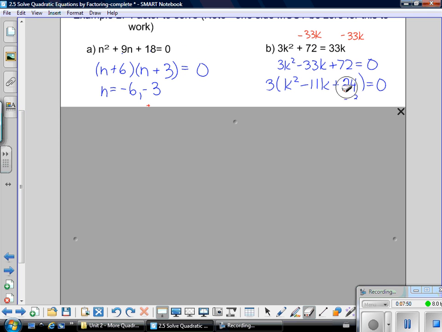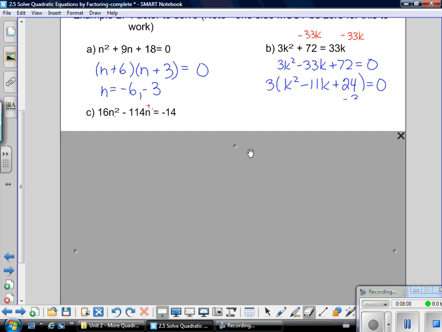So two numbers multiply to 24 and add to give me 11. Both brackets are negative. All right, so multiplication facts of 24. 6 times 4, no, that only equals 10. 8 times 3, that would work. Okay, so then what we would do is set up our brackets. So we would have 3(k minus 8)(k minus 3) equals 0.